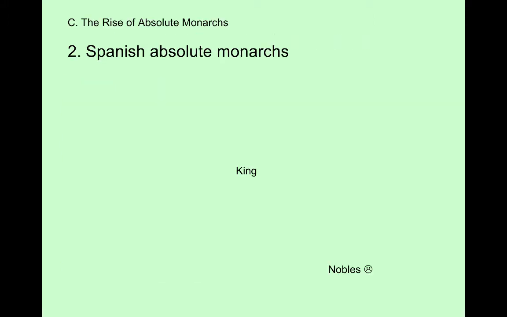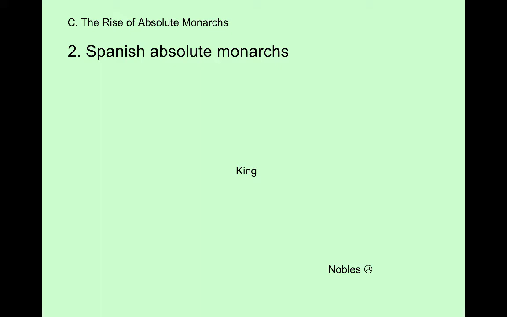But what we will talk about is even though the Habsburgs failed to centralize the Holy Roman Empire, they are able to see some centralization in Spain. The Spanish royal family is able to centralize. So to demonstrate that, I put the king at the center of the PowerPoint, which represents that he has absolute central control over the entire government of Spain.